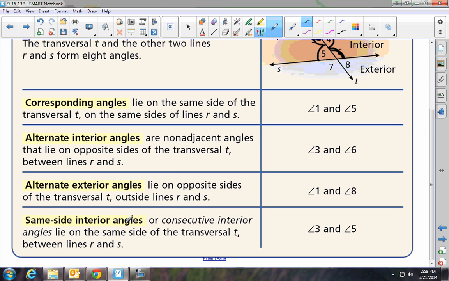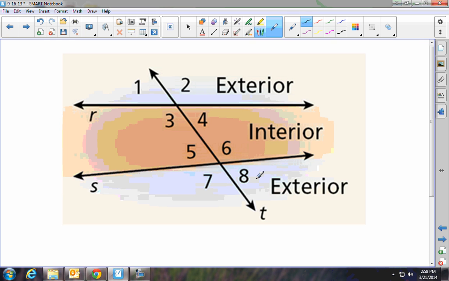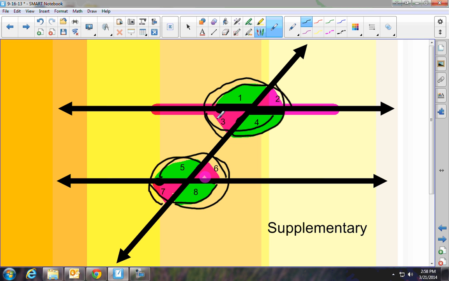And the last is same side interior angles, or we often say consecutive interior angles. So that means that they are in a row. So 3 and 5 would be consecutive interior angles, and 4 and 6 would be consecutive interior angles. Let's flash back to our drawing here. 3 and 5, well, we know they aren't equal, so they have to be supplementary. 4 and 6, same side, supplementary.